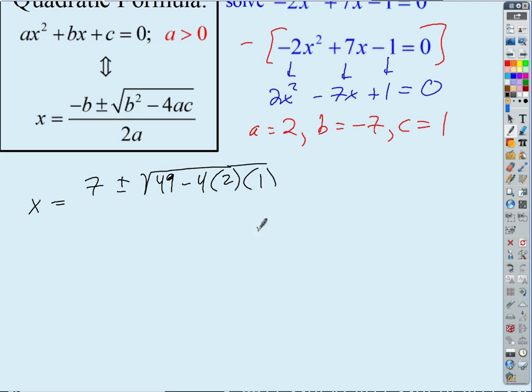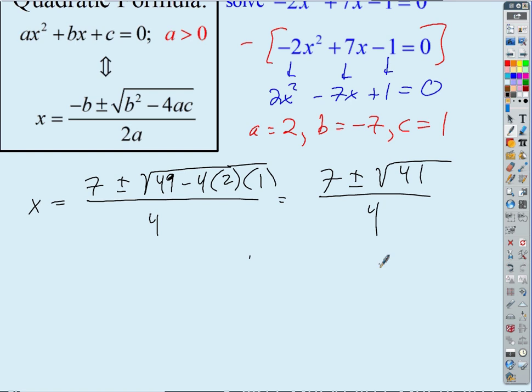I don't even need to put this 1 there, do I? All divided by 2 times a. 2 times 2, what's that? 4. So then I just have to simplify that. 7 plus or minus the square root of 49 minus 8. What's that? 41. All divided by 4.